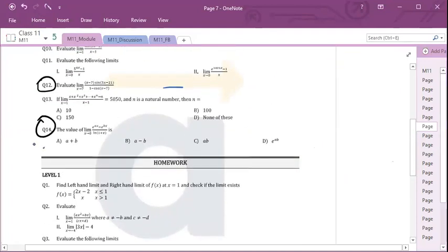Now question number 14. Okay. Value of limit x tends to 0, e to the power ax minus e to the power bx divided by ln 1 plus x.